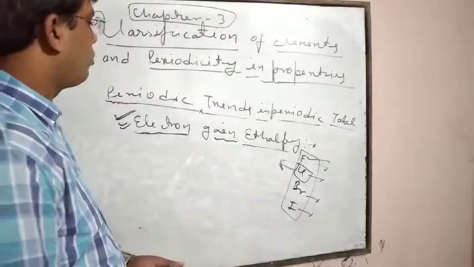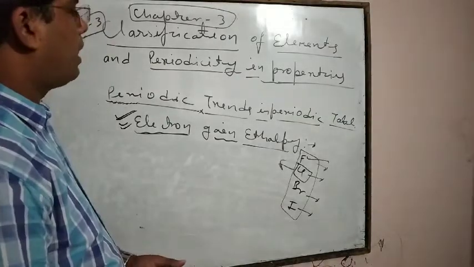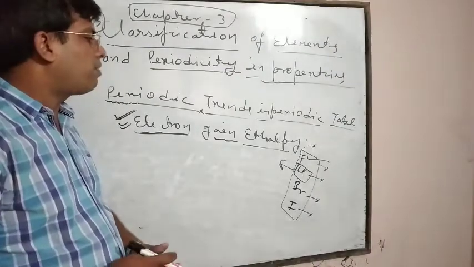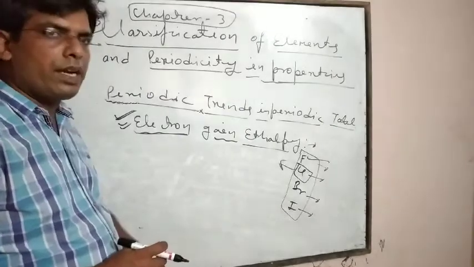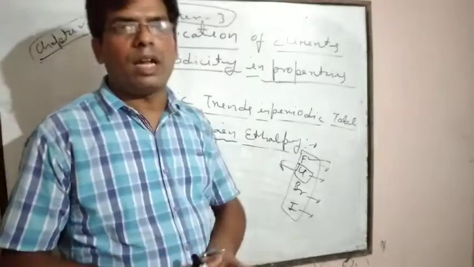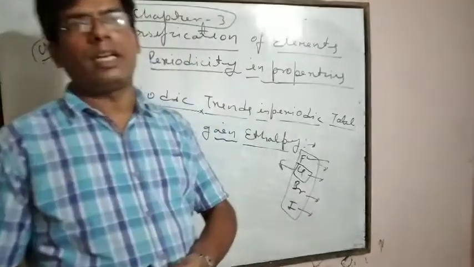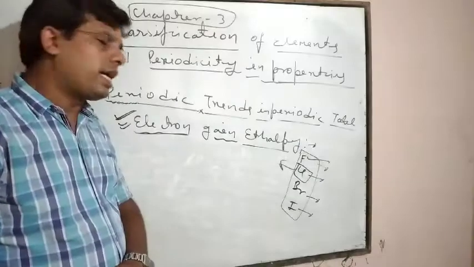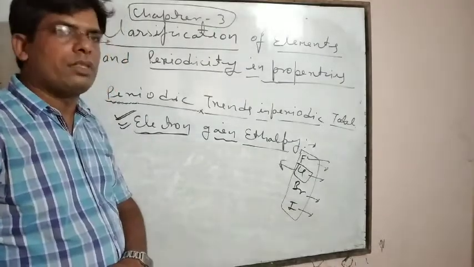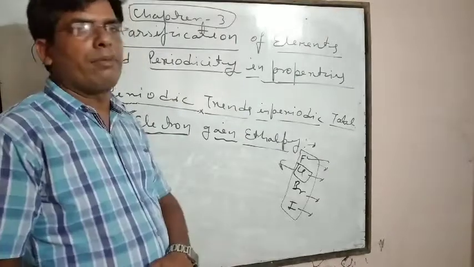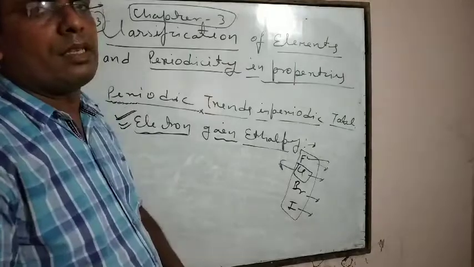So dear student, you should keep in mind that electron gain enthalpy, earlier known as electron affinity, is the amount of energy changed, meaning released or absorbed, when an extra electron is added into any isolated gaseous atom. While moving from left to right in a period, the negative value of electron gain enthalpy increases, and while moving from top to bottom in a group, it decreases.